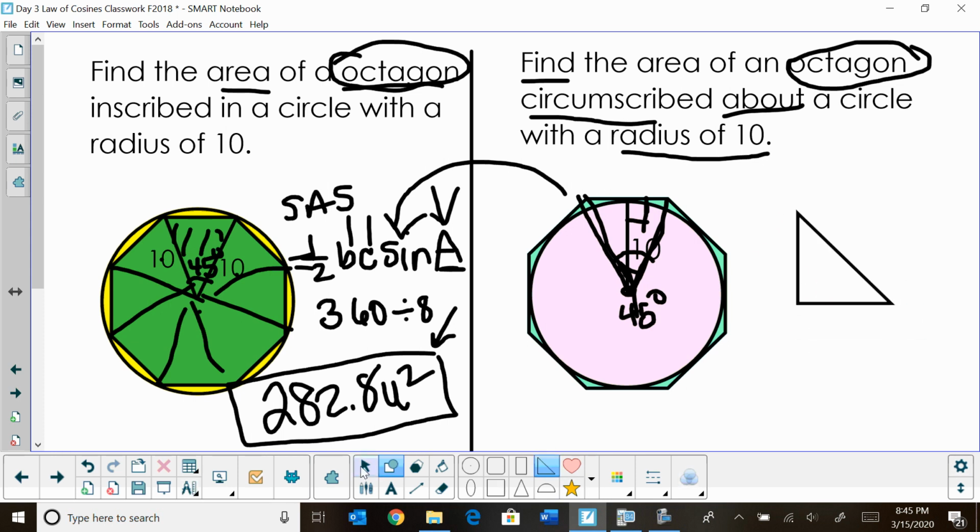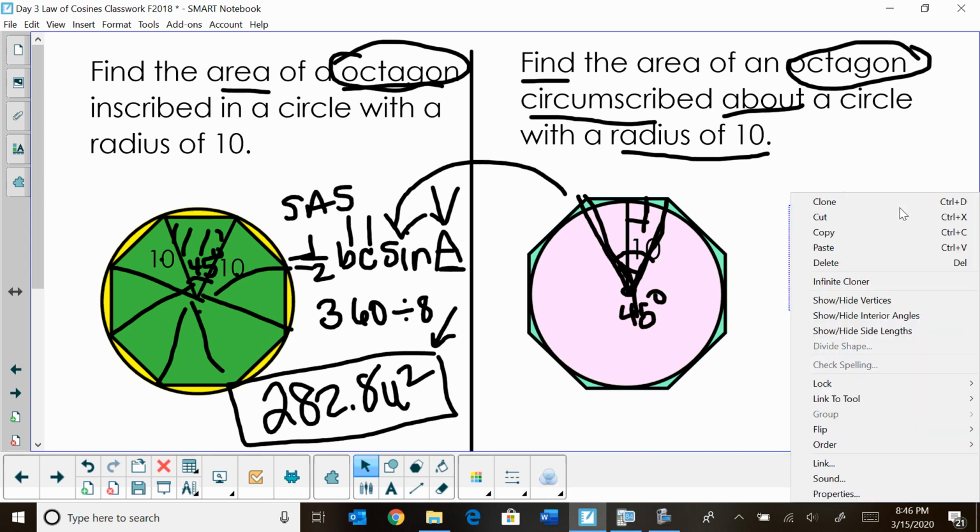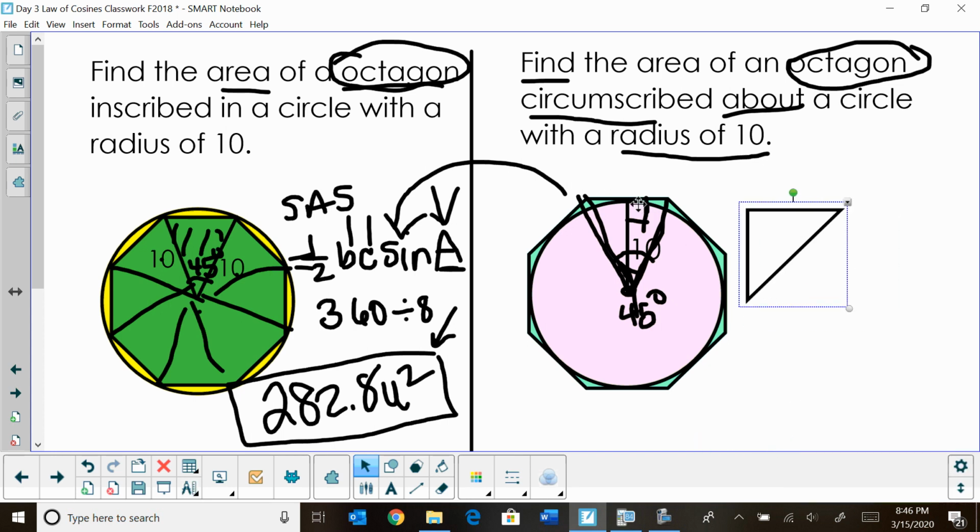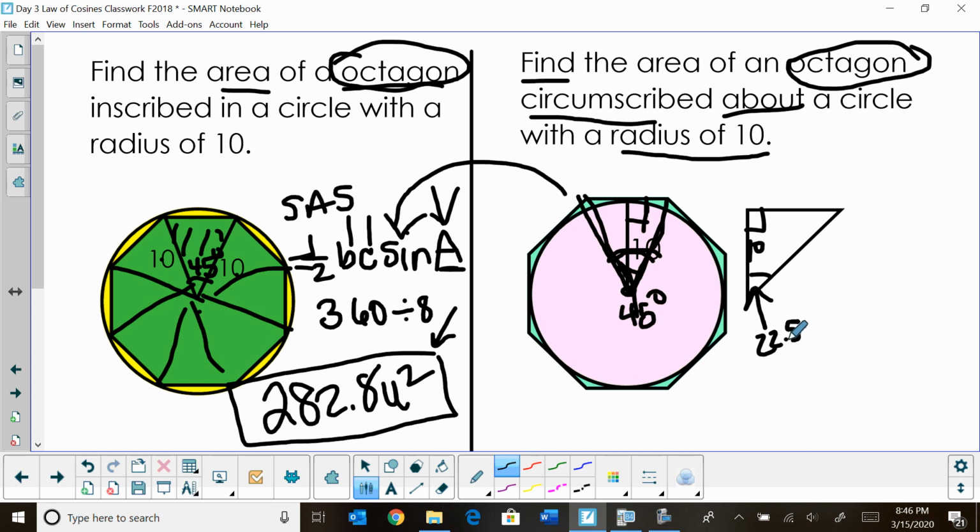Let me flip it around so we can see it a little better. I'm just taking this triangle right here and pulling it out of the figure. We have a right angle here. We know this length is 10. We know this angle is what? Well, we know the whole angle is 45, so that angle is 22.5, half of 45. We need the hypotenuse, because that's going to end up being the radius.